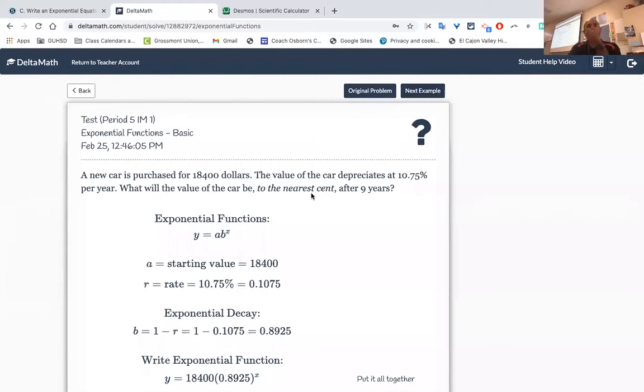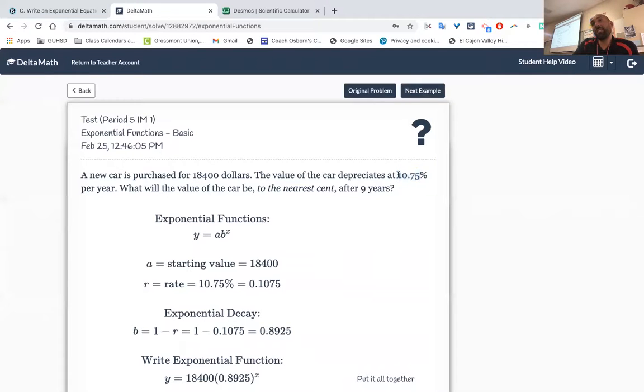Oh, here's a good one. A new car is purchased for $18,400. That's an okay price. I wouldn't buy it for that much. But anyways, the value of a car depreciates at 10.75% per year. So literally, after you buy the car, after you drive off the lot, it's going to depreciate a lot instantly. As soon as you buy it, cars aren't worth as much anymore.